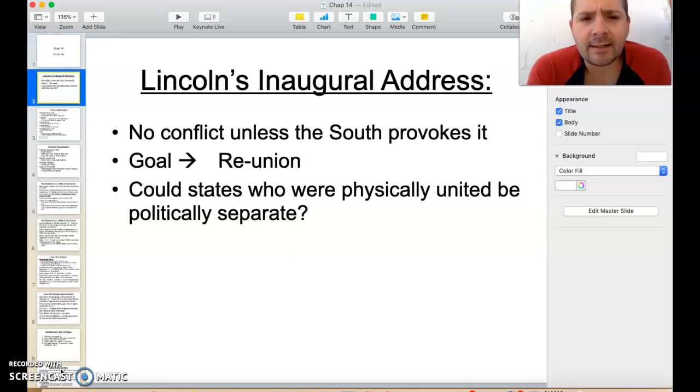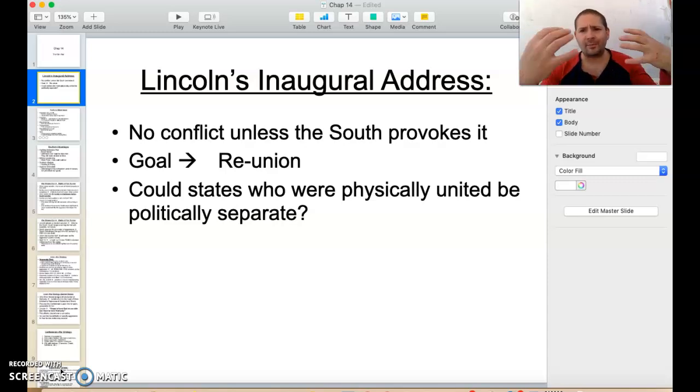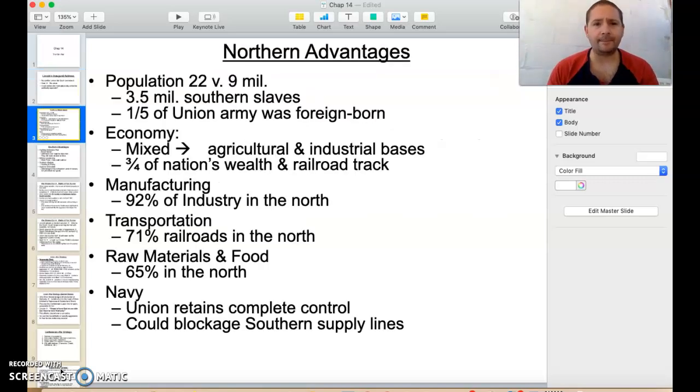And his first address, as I say here, his inaugural address, is an address that says, look, we're trying to keep the country together. We're trying to bring the country back together. But if the South is the side that provokes this, then we will be the ones who will have to go back to fighting, right? And there's a document that we're going to look at to help illustrate that.